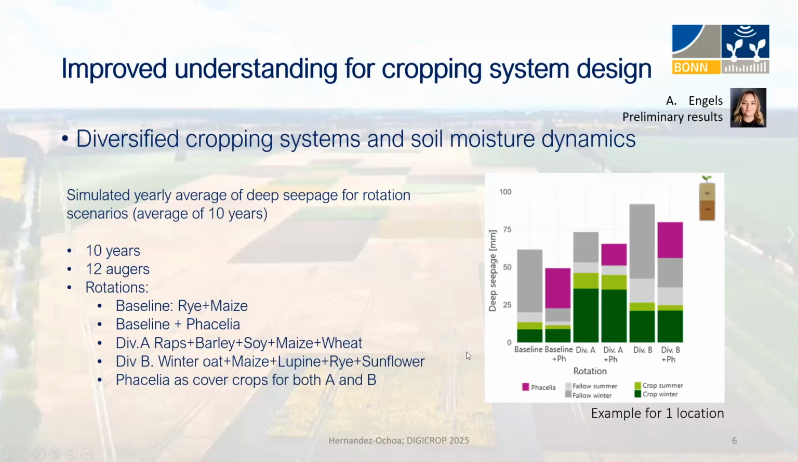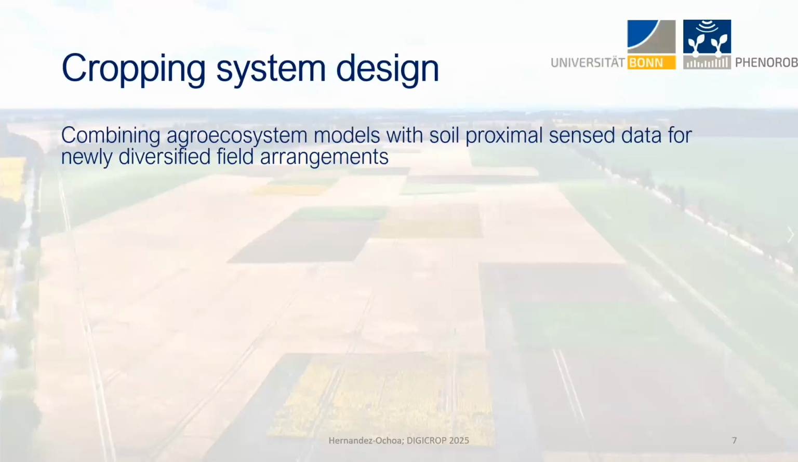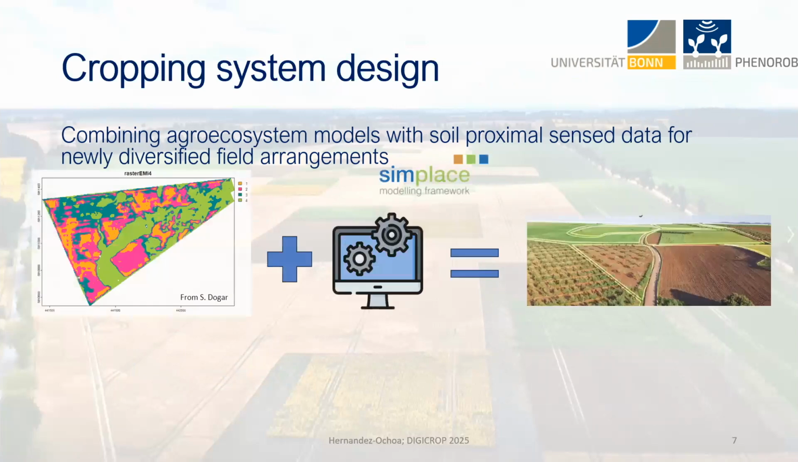So this is an example basically of how diversified cropping systems can possibly affect groundwater recharge. And our final idea is to combine our models with other data, such as soil proximal sensing data for defining different management zones, to conduct virtual experiments for crop allocation and resource management, and to be able to design more sustainable cropping systems that maintain or improve crop productivity, but also improve the resource use efficiency and promote the biodiversity in our agricultural fields.